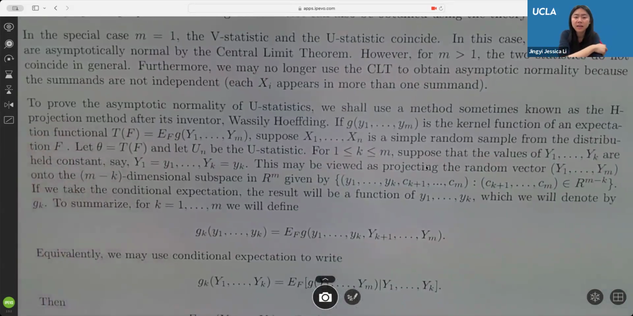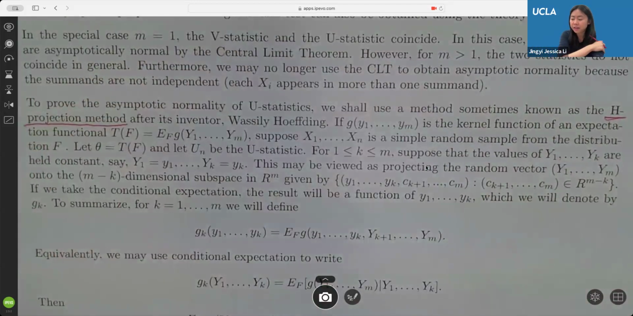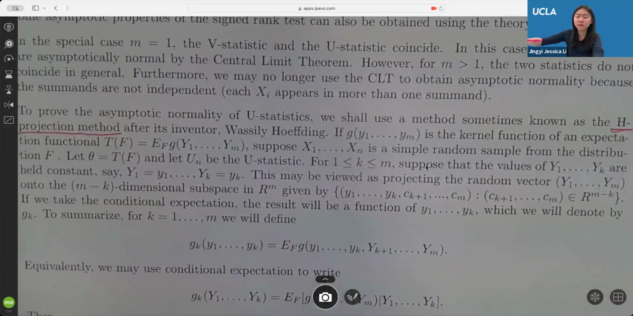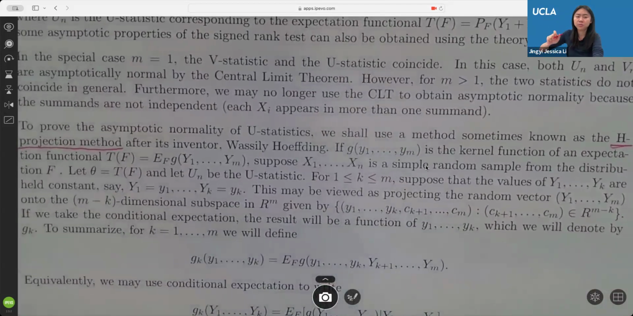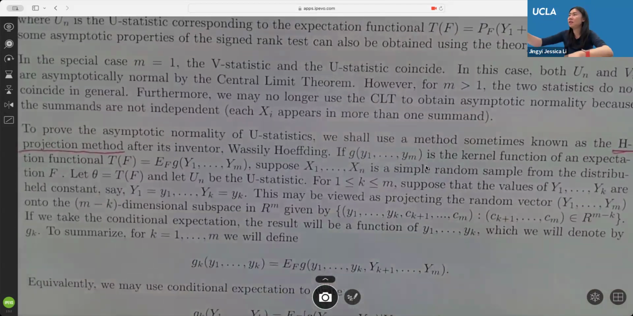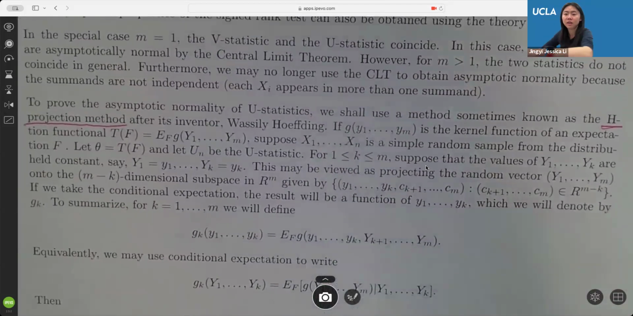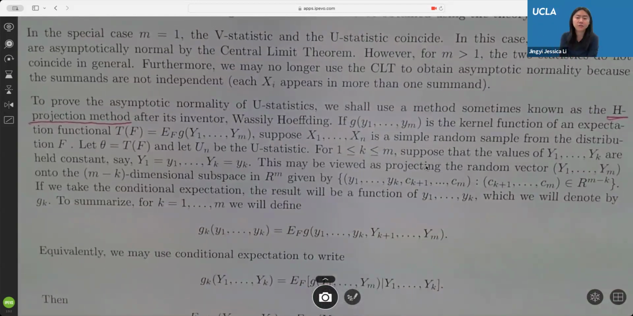To prove the asymptotic normality of the U statistic, we shall use the method sometimes known as the H projection method, after its inventor, Hoeffding. Yeah, so Hoeffding has been a pioneer, a founder in statistics. Some of his famous work besides this is Hoeffding's D for testing independence. That's also under his name. Yeah, H projection method after its inventor, Wassily Hoeffding.